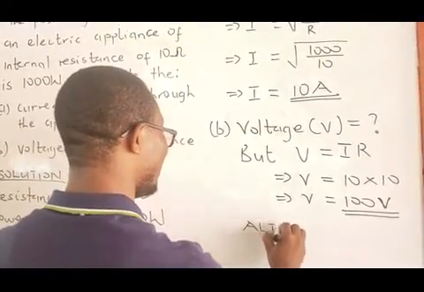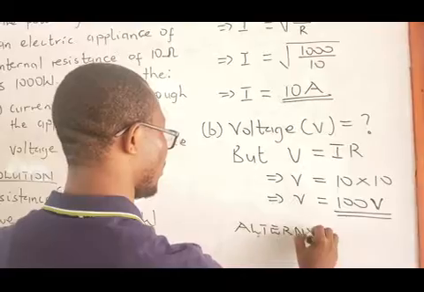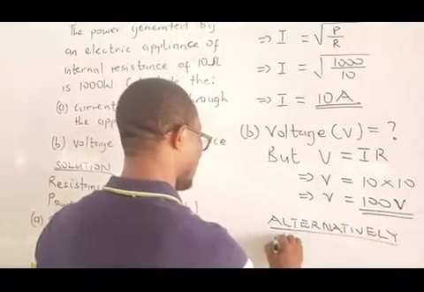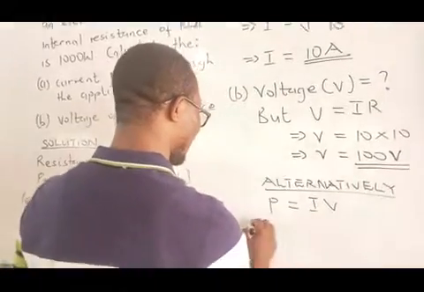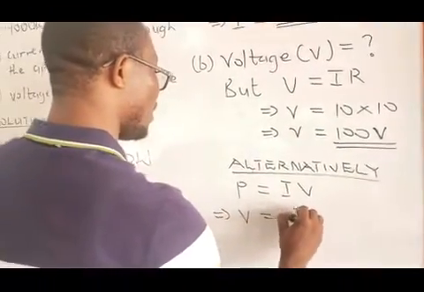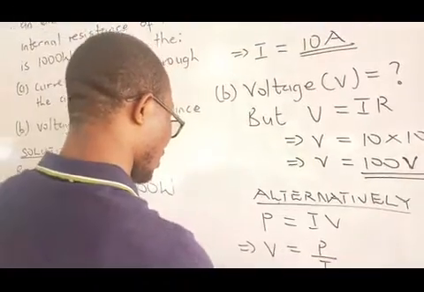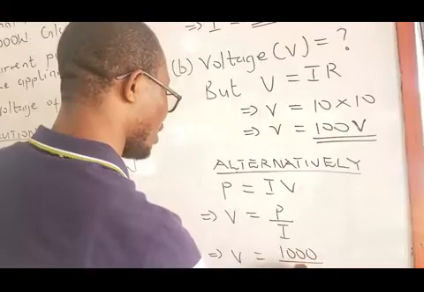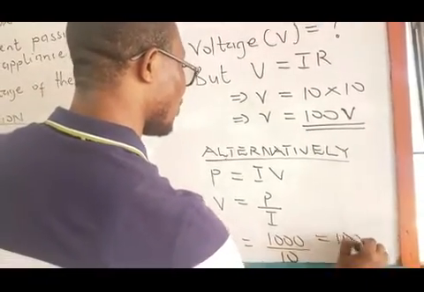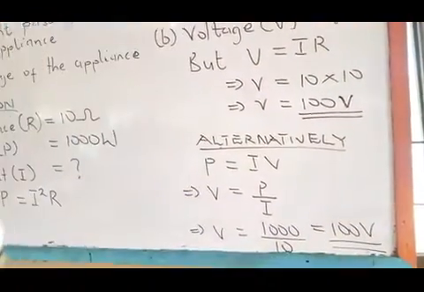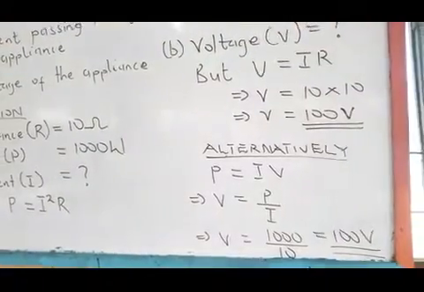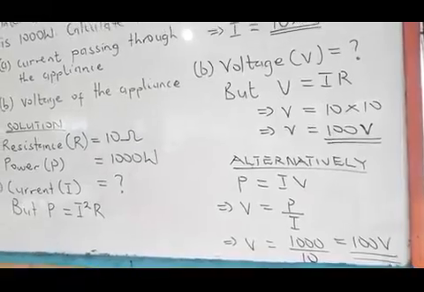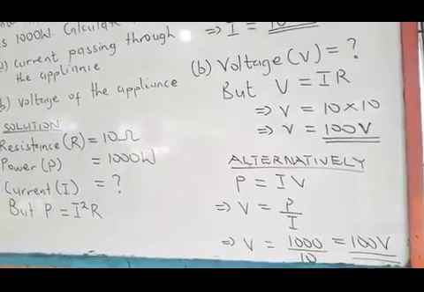As I said, alternatively, P is equal to IV. So if you make V the subject, your V equals P over I, which implies that V will be equal to P, which is 1000, over I, which is 10. So that also gives you 100 volts. Or if you use P equals V squared over R, you make V the subject, you still get the 100 volts. So that is for question three.